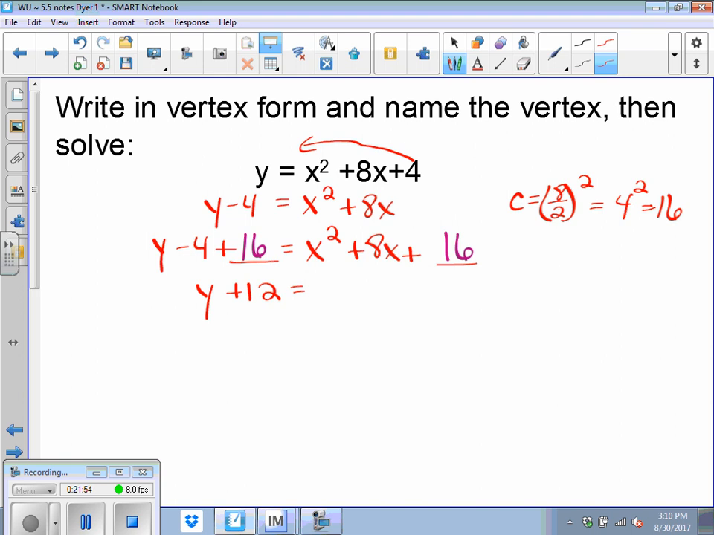Now I'm going to factor that, just like we did in the slide before. What's my first terms have to be? X and x. What's my last terms have to be? 4 and 4. And what do the signs have to be? Both plus. And I know that works because I multiply 4x plus 4x equals 8x. So I know I did that right. Okay? So what do I do now? Not yet. I want this.